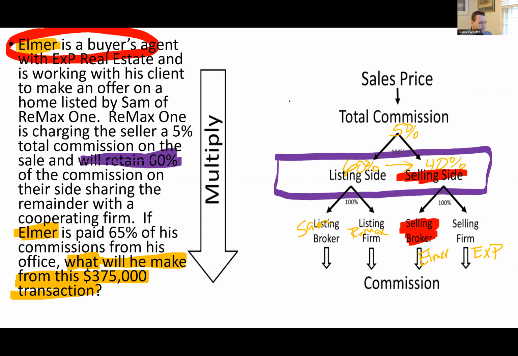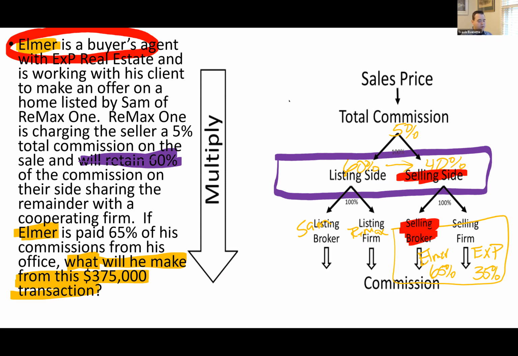Okay. It says if Elmer is paid 65% of his commissions, well, where's Elmer? Oh, there he is right here. He's at 65%. Well, again, here he is with his firm. They're in a box together. If he's at 65, they must be at 35%. I don't know if we're going to need that or not, but let's fill it in while we have it.